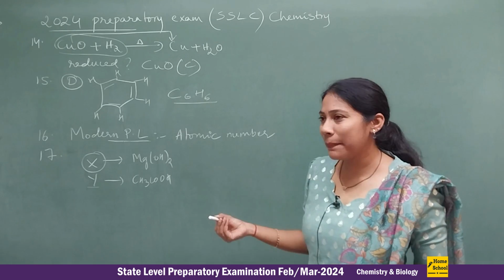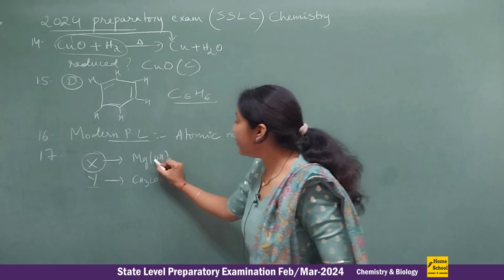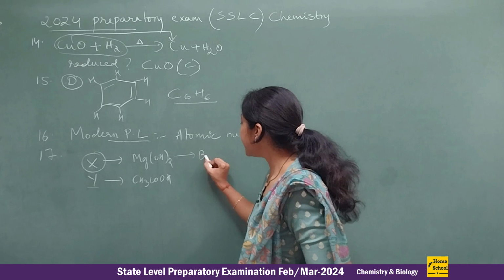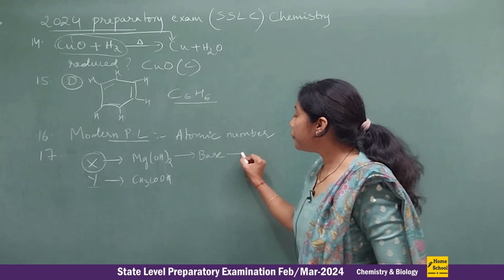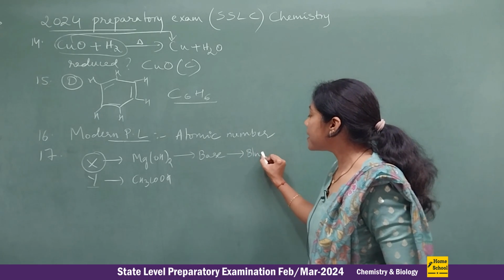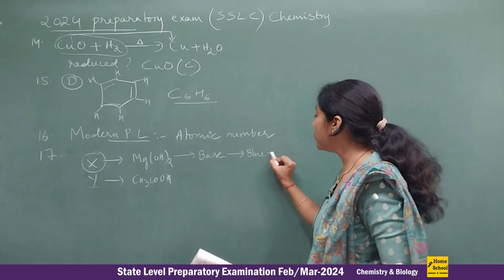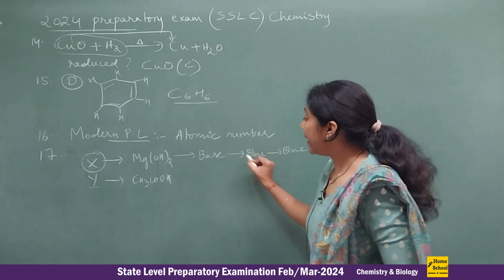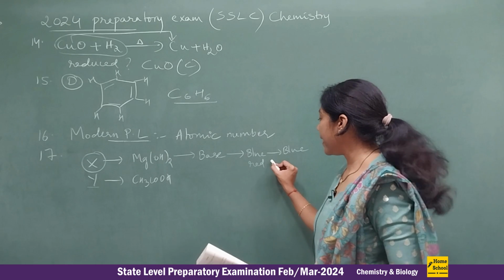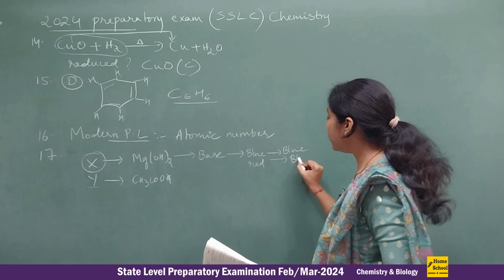So what will happen? Let us write. We know magnesium hydroxide is a base. Because it is a base, if you dip blue litmus paper into a base, blue remains blue only. But if you dip red litmus paper into this base, red gets converted into blue.